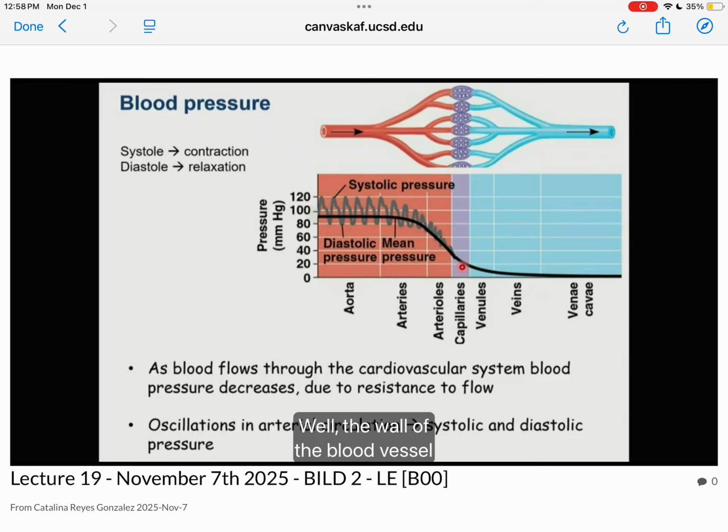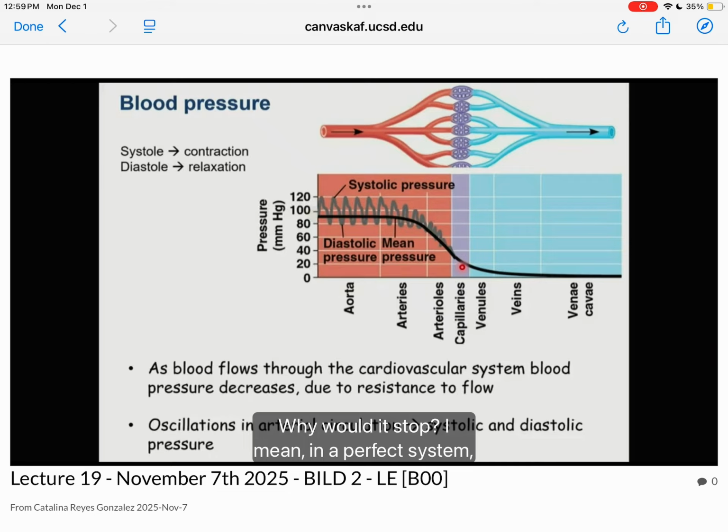Well, the wall of the blood vessel is going to generate friction, right? And that's going to slow down blood flow until that driving force disappears. It's like a bowling ball, right? If you throw a bowling ball, it's going to go. And at the beginning, it's going to go fine, and eventually, at some point, it's going to stop.